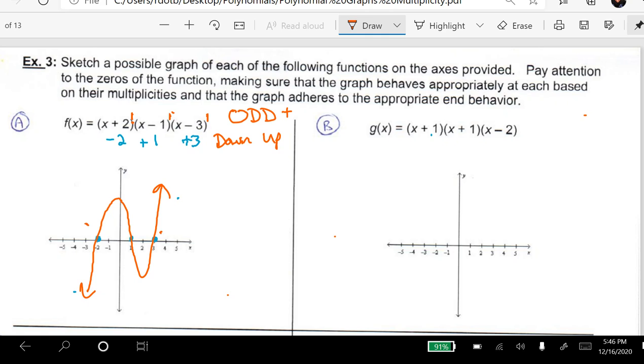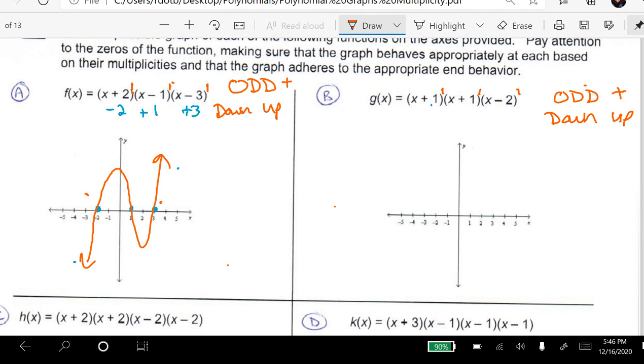Let's look at B. For B, we again look at this. It's a 1, it's a 1, it's a 1. So this would be odd degree, because the 1, 1, 1 is 3. And for this one, there's no negative in the front, so it's a positive leading coefficient. Since there's a positive leading coefficient and it's odd, we need our end behavior to go down and then up. The zeros that we get from this are going to be negative 1 and positive 2. So negative 1, positive 2.